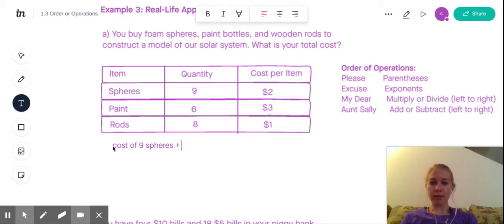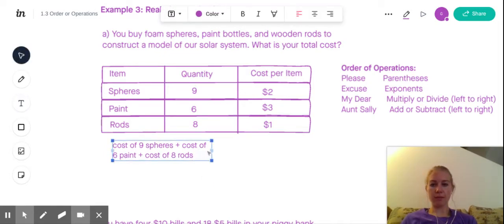And so plus the cost of how many paint? 6 paint bottles, I'm assuming. Plus, what else are we buying? Cost of 8 rods. Okay, so that's what we're going to figure out.